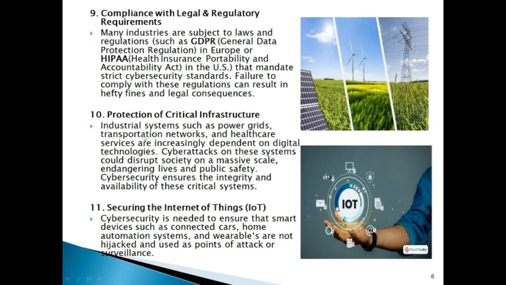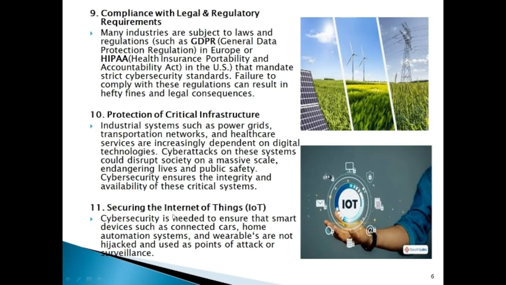Number 10 is protection of critical infrastructure, which we talked about briefly before. Industrial systems such as power grids, transportation networks, and healthcare services are increasingly dependent on digital technologies. Cyber attacks on these systems could disrupt society on a massive scale, endangering lives and public safety. Cybersecurity ensures the integrity and availability of these critical systems. So you can see solar power systems here now. The essence of cybersecurity is to protect these devices, which are mostly controlled from cyberspace in terms of their operations. If criminals get access to this, they can shut down operation, denying so many users access to this critical service.